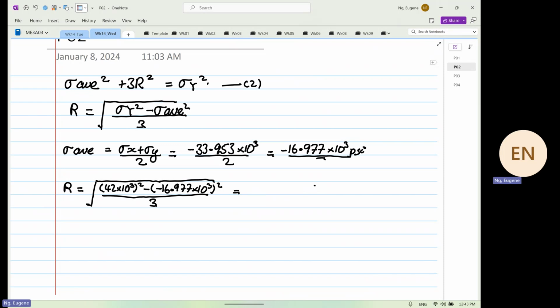So 42 power 3 squared minus 16.977 power 3 squared, divided by 3, square root of the whole thing is 22.179.